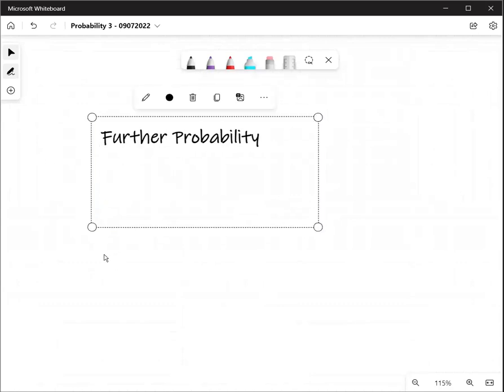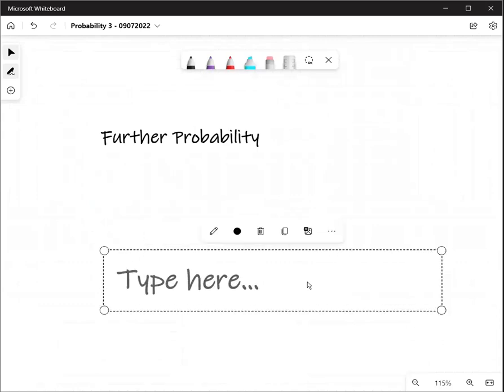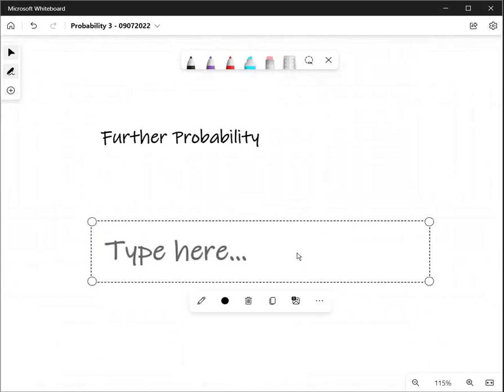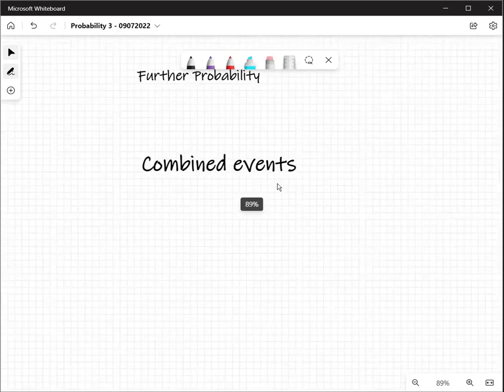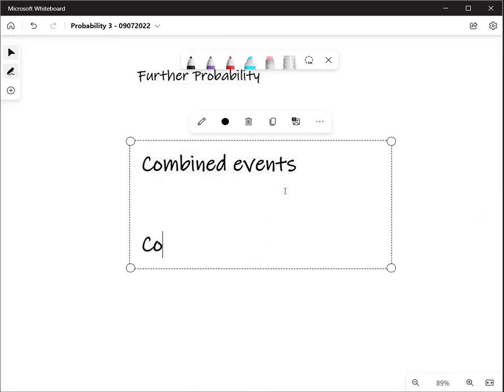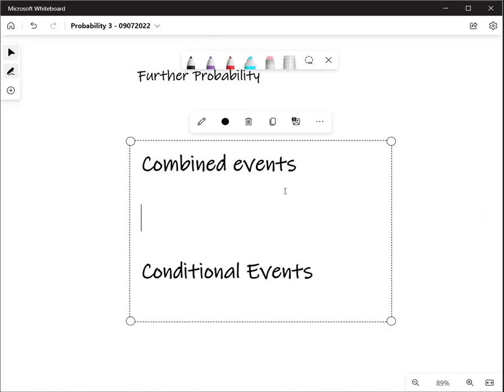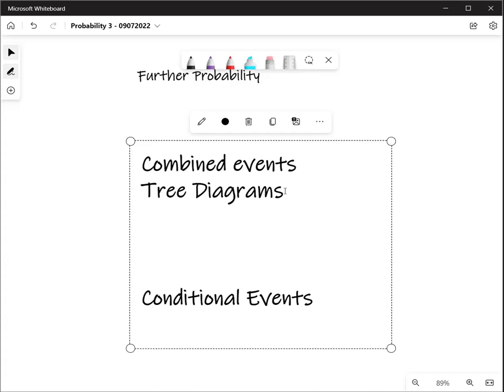There are just a few things. It's pretty easy. Most of the difficult parts were removed in 2019, so you don't have to worry. The first thing you need to care about is combined events. What else? Conditional events. In combined events, we have two things: tree diagrams and square diagrams.